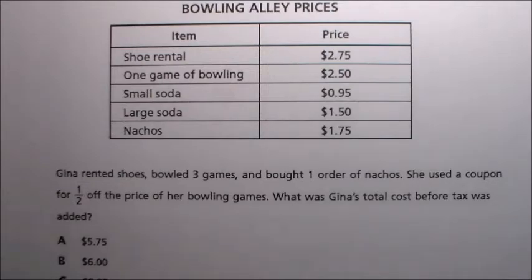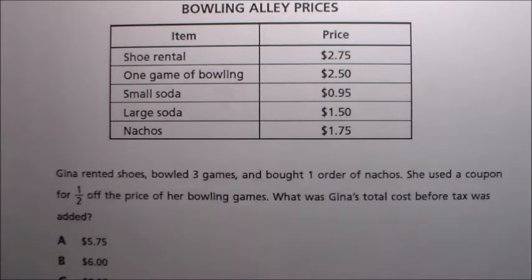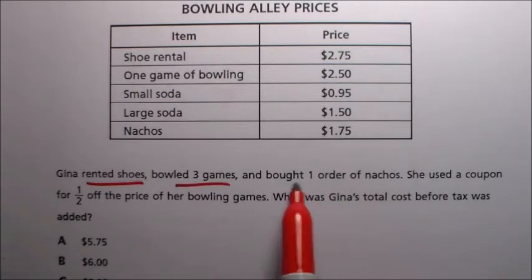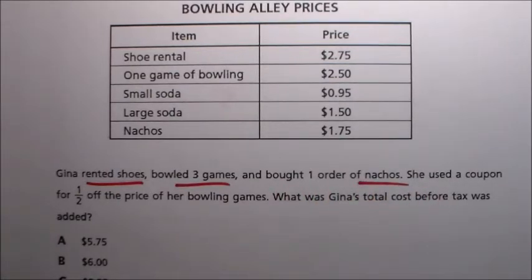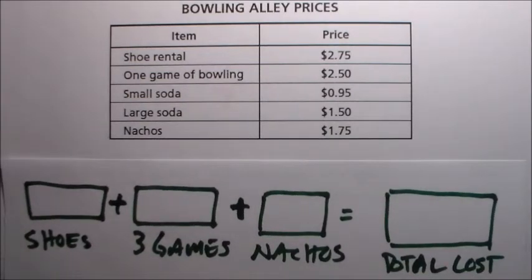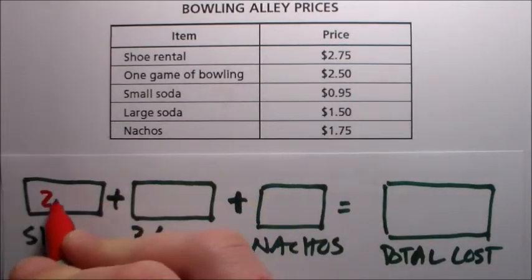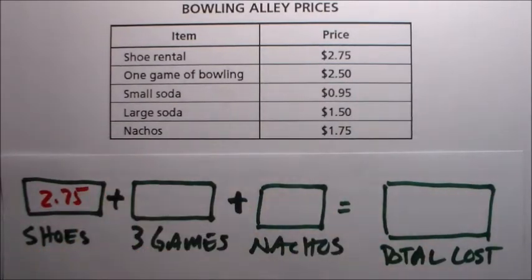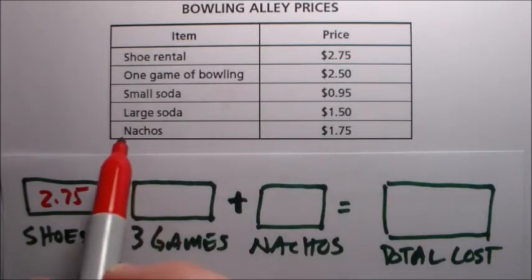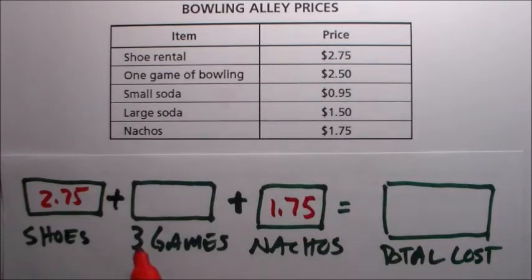All right, so what do we have? We have shoes plus 3 games plus nachos equals total cost, right? Because we have rented shoes, bowled 3 games, and bought 1 order of nachos. What do we know right off the bat? Shoe rental, $2.75. Games, well, 3 games is tough. Let's skip that for now. Nachos, $1.75. All we gotta do is get the games, add it all together, and we'll get our total cost.